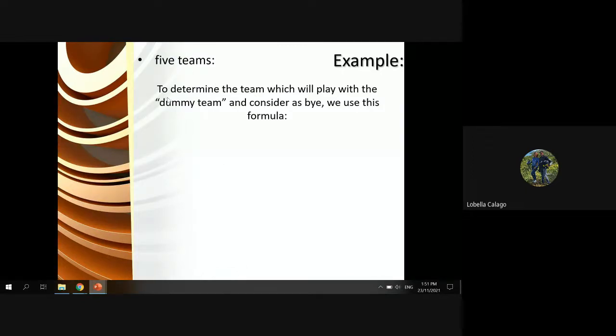We have 5 teams. So, to determine the team which will play with the dummy team, yung magiging bye, kasi bye siya ang tawag doon, kasi wala siyang kasama. Ibig sabihin, on that round, wala po siyang game. So, paano yan?